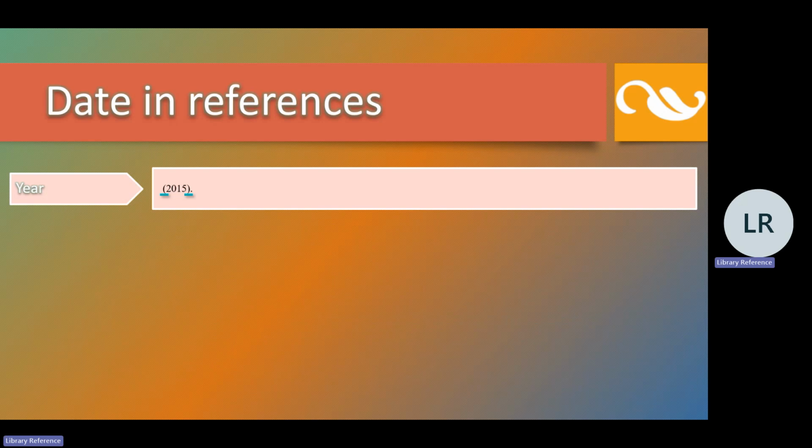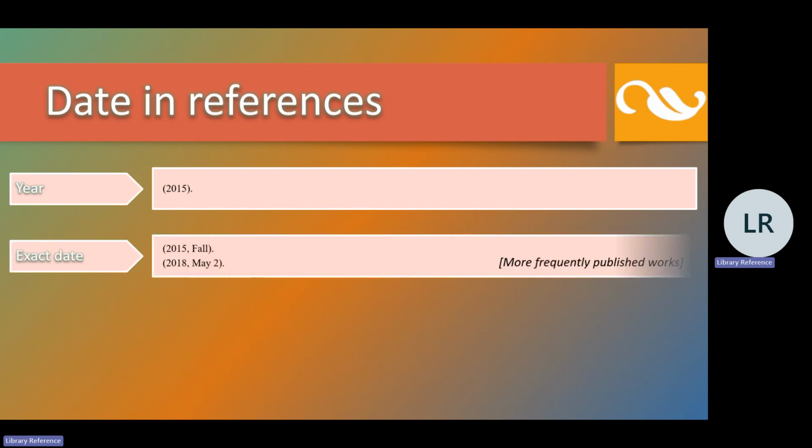Okay. Now, for sources which are published more frequently, like for instance magazine articles, newspaper articles, web pages which are updated very frequently, for those cases, the year is not enough. We need to present a full date. So let's see how we present a full date, an exact date. Again, in parentheses, starting with the year of publication, followed by a comma, and then the season or the month and the day.